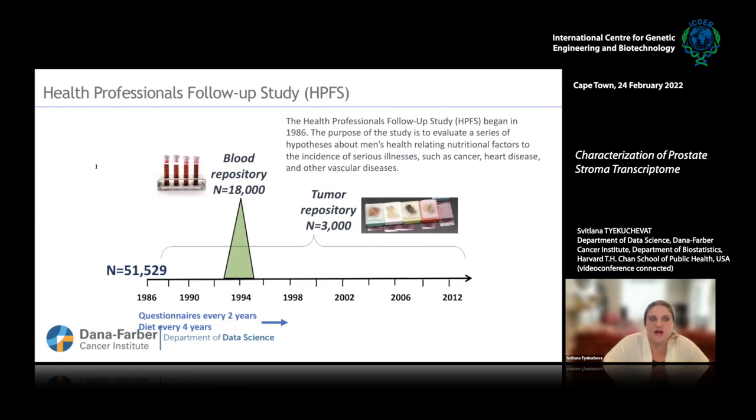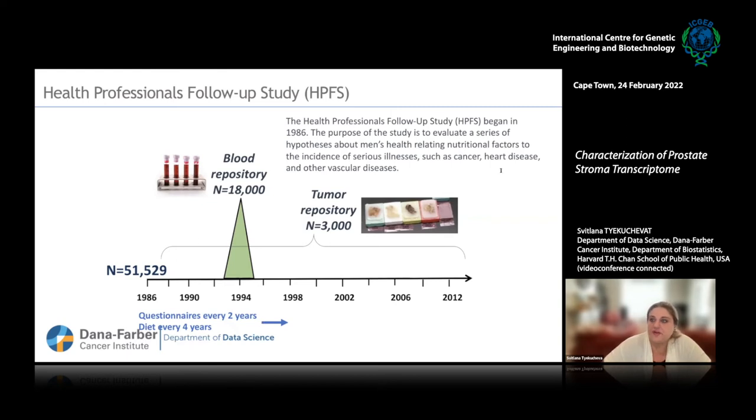One of those studies is called the Health Professionals Follow-Up Study. It began in 1986, and the purpose of that study was to evaluate different hypotheses about men's health, about how diet and lifestyle factors, whether they can find any epidemiological factors and modifiable risk factors for different illnesses, including cancer, heart disease, and other vascular diseases. The study is still ongoing pretty much. Participants fill out questionnaires every 2 years. They have their dietary questionnaire every 4 years.